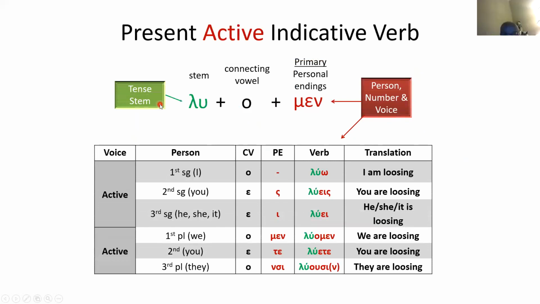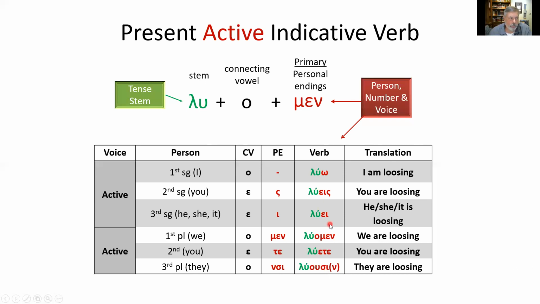Okay? So the personal endings are primary, and here are the endings that we just saw: the omega, the eis, the ei, the omen, the ete, and the ousi. It's actually a movable nu, so you could see it as ousin, but normally it's ousi. And so that tells us the person, number, and voice. First person, singular, active. Second person, singular, active. Third person, singular, active. So first person singular for luo. Lu means loose. And so luo means I am loosing, or I loose. Lueis means you are loosing, singular, and luei means he, she, or it is loosing. All the present tense, all in the active voice, all singular, first, second, and third person.